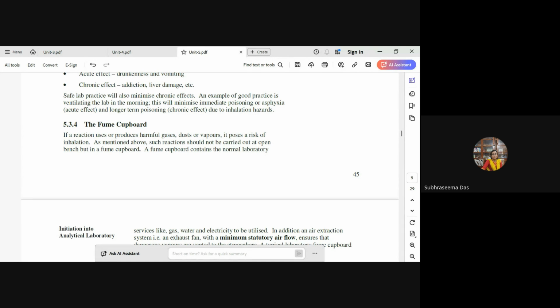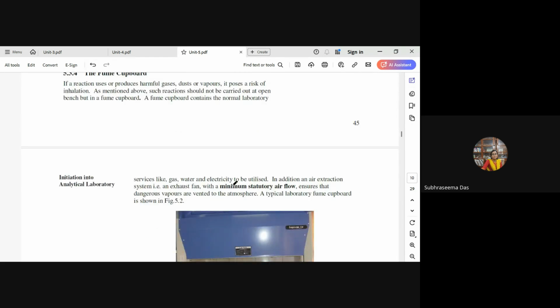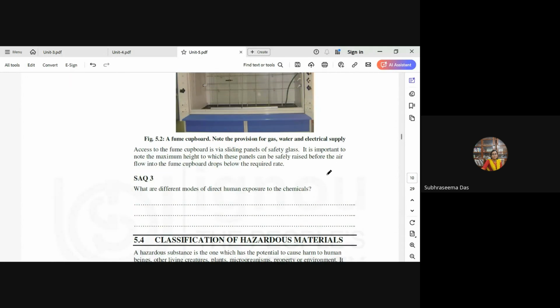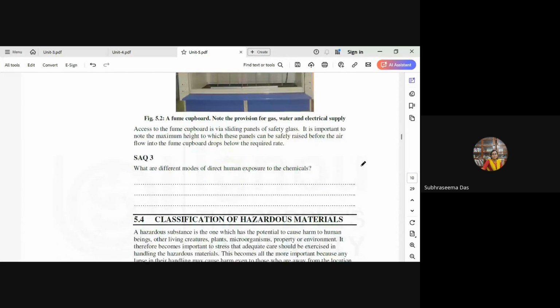Then there is the fume cupboard. Whenever a reaction is proceeding, there is a risk of inhalation of the fumes. The cupboard absorbs the reaction fumes, and it ensures that the dangerous vapors are vented out to the atmosphere and not to the human body. Here in figure 5.2, a fume cupboard is shown. This is how a fume cupboard works.